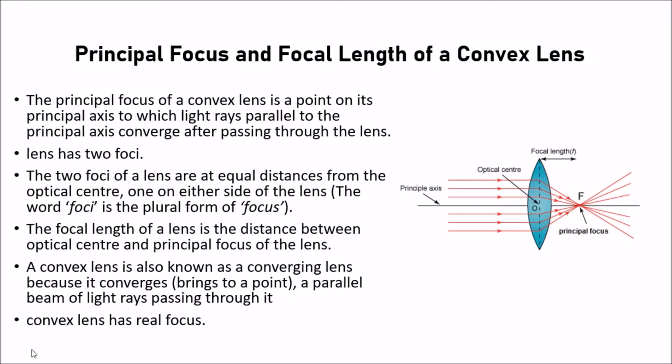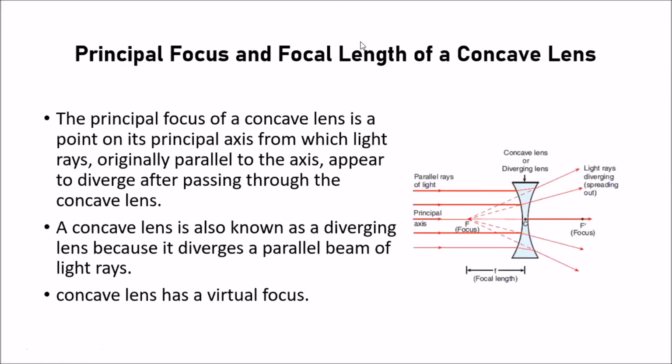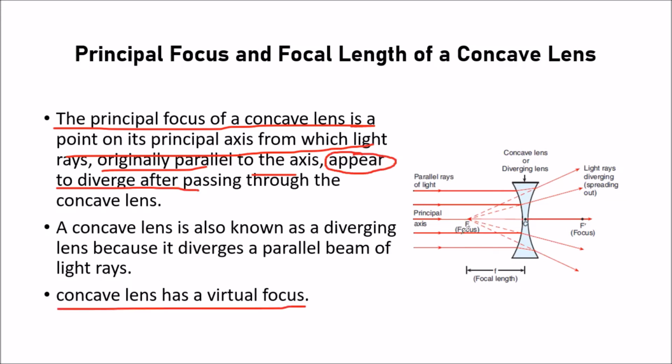Going ahead with the concave lens. When we talk about a concave lens, the principal focus of a concave lens is a point on its principal axis from which light rays originally parallel to the axis appear to diverge. So you can see the word is coming as appear, which means it's not real. So we can come to this point directly that a concave lens has a virtual focus. If you stand here, you feel the light rays are coming from the focus, but they are not. They are actually parallel and they are getting diverged. That's why we call the concave lens diverging.